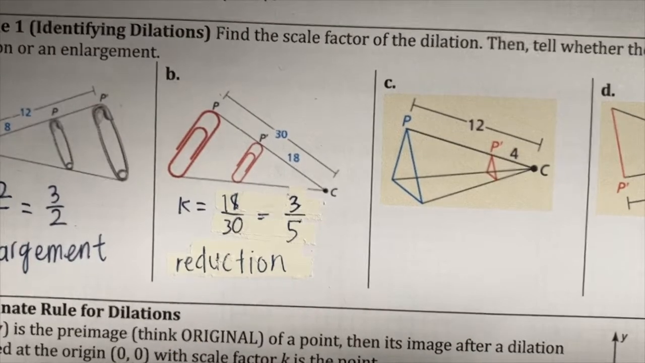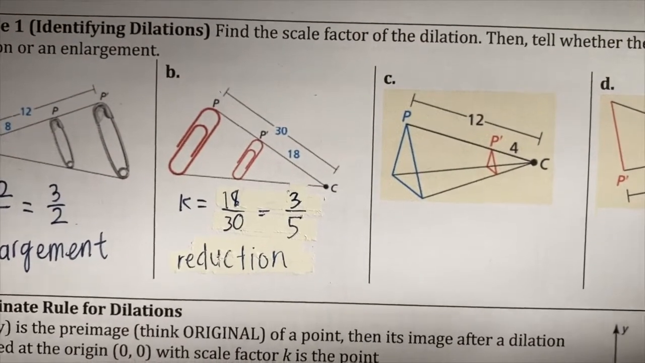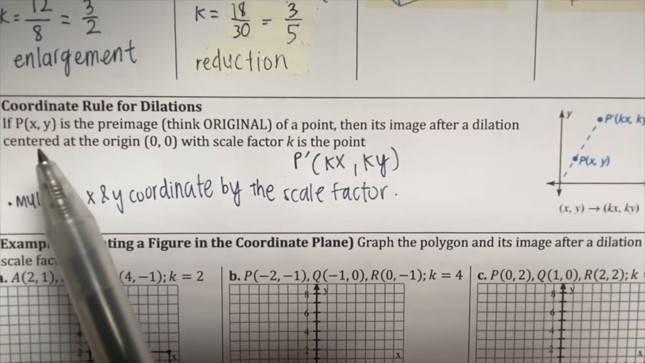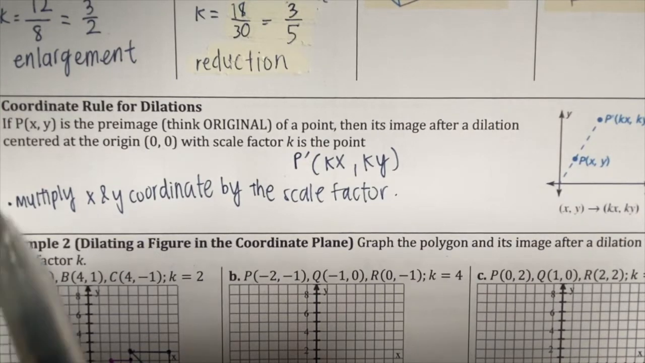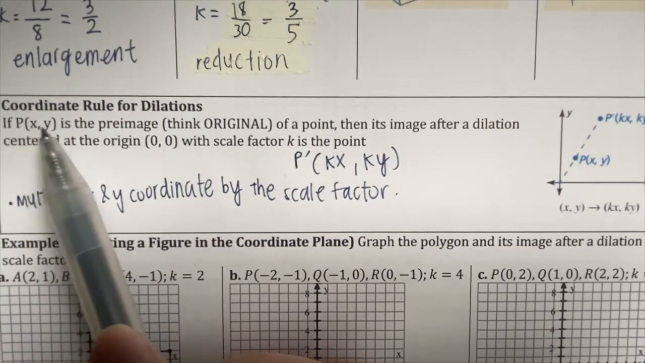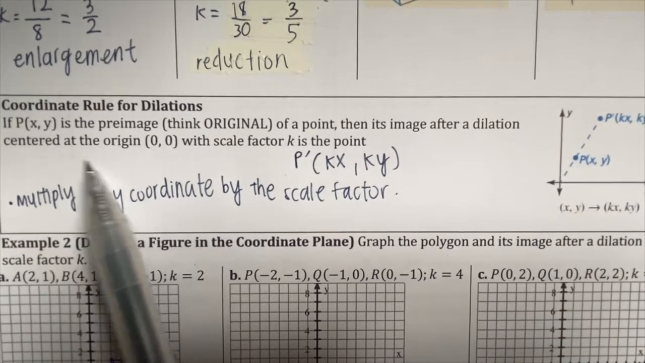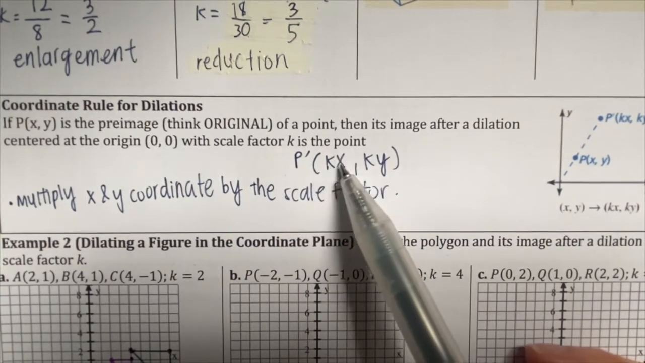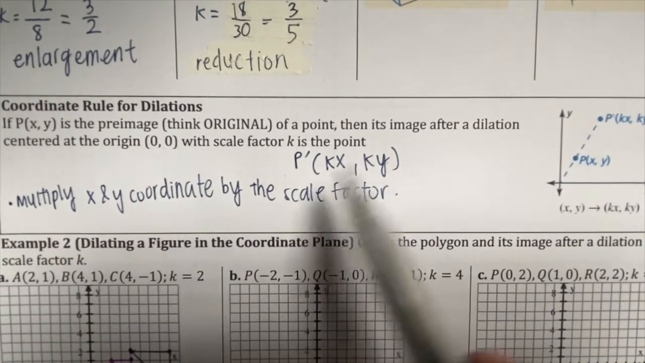All right, C and D, I'll let you try on your own. I'll post the answer key later today for you to check your work. And we're going to move on to the coordinate rule for dilations. So the coordinate rule for dilations is used to graph the pre-image and its image after the dilation. If point P, which has coordinates of x, y, is the pre-image or the original, then its image after a dilation, centered at the origin, 0, 0, with a scale factor K, is the point P prime, which has coordinates kx and ky. All that's really happening is that you're multiplying the x and y coordinates by the scale factor.